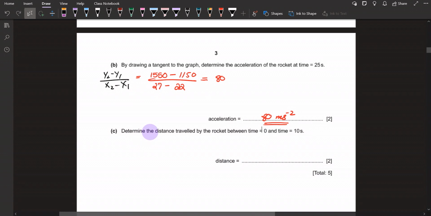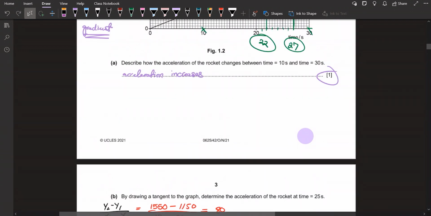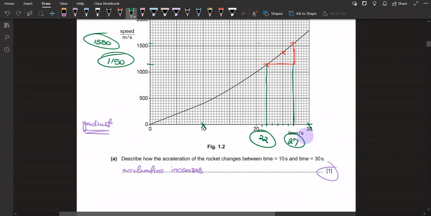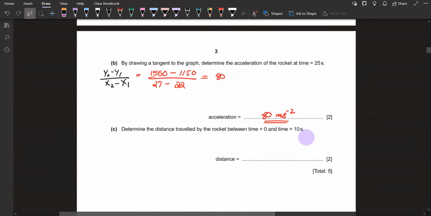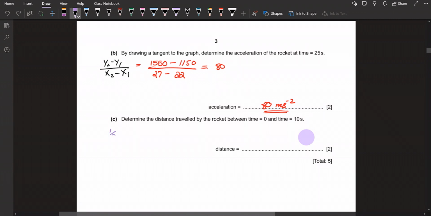Part C says determine the distance traveled by the rocket between 0 and 10 seconds. So you find distance from a speed-time graph by using the area under the graph. So we have here 400 and we have 10 here. And how do you find the area? We use the formula for a triangle because this is a triangle. So it's going to be half into base into height. So half into base, which is 10, into height, which is 400, and we get our distance.